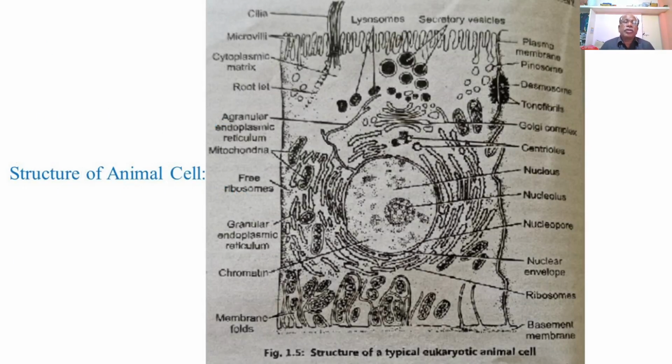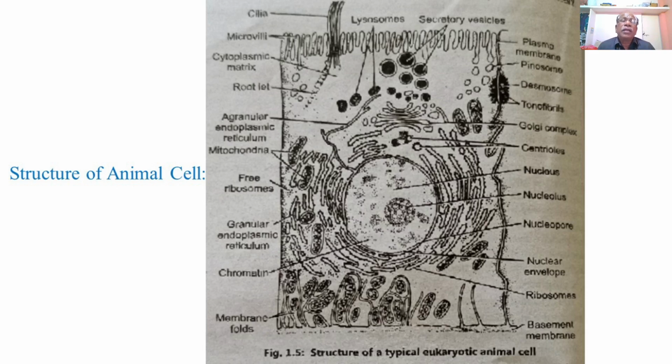Then this is the structure of the animal cell. In the structure of a typical eukaryotic animal cell, we can see the cell is composed of an outermost covering membrane, the plasma membrane, which is a semi-permeable, trilaminar membrane composed of lipids and proteins, extrinsic and intrinsic proteins, and a lipid bilayer of phospholipids present between the two layers of extrinsic proteins, forming a semi-permeable outermost protective covering of the cells.